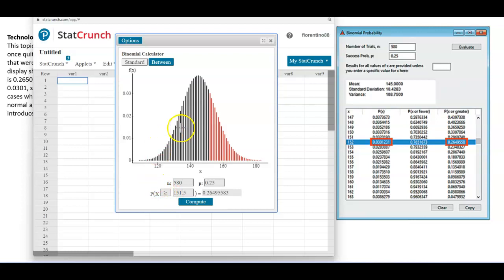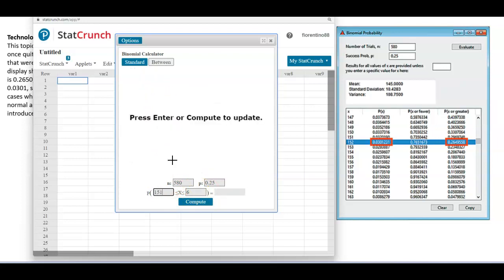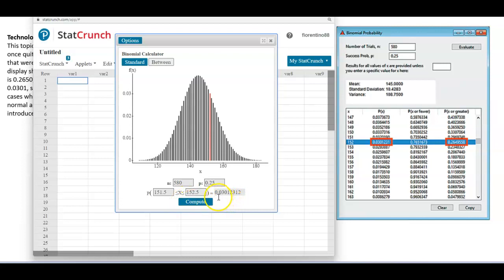You can see here this matches our value over here, 0.2649558, because that's considered as 152 or more, but we started with 151.5 or more. Now if we wanted to go in between, remember in between would have been exactly 152, which means we have 151.5 here on the left, and then 152.5 on the right. Therefore we would select compute, and we get 0.0301231. Again, that's using the binomial calculator.